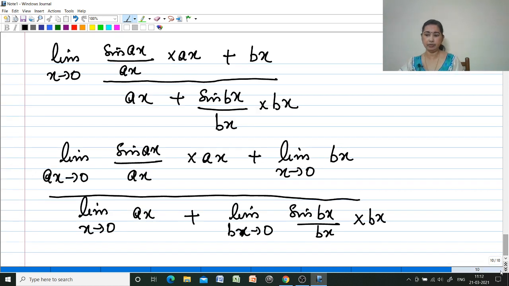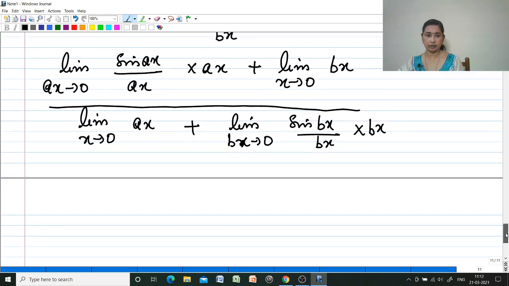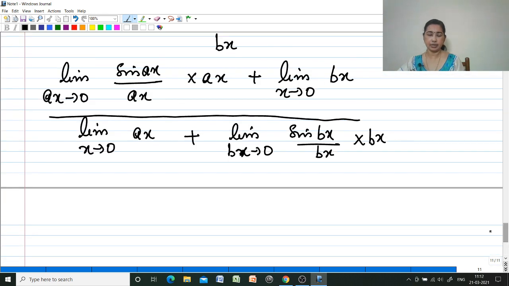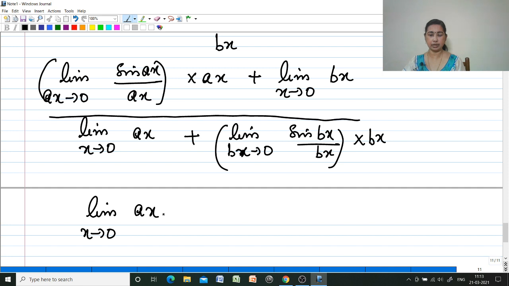So each term we are giving the limit. Then sin ax by ax is 1. Same way, this is 1. Then this also is 1. So remaining what we are getting, here it is ax. So there also the limit is there. Limit x tends to 0 ax plus limit x tends to 0 bx.